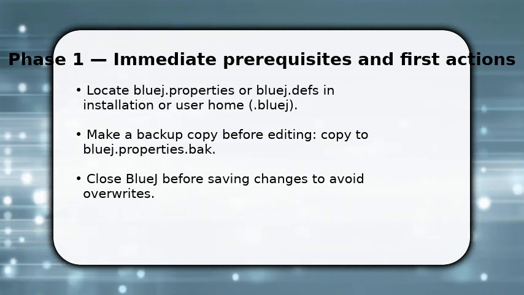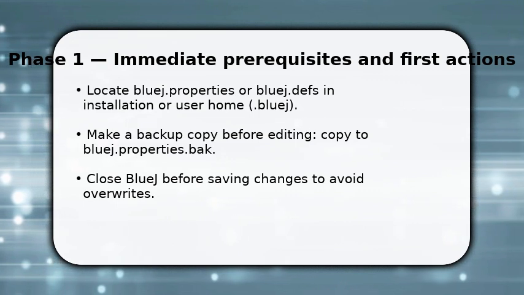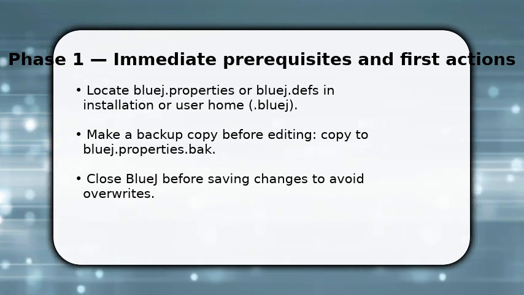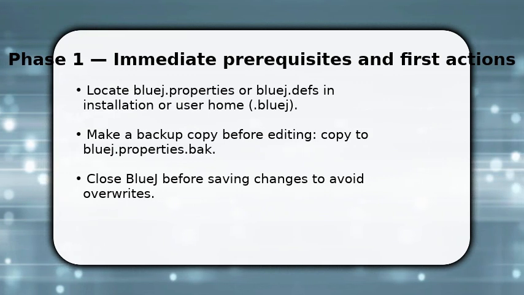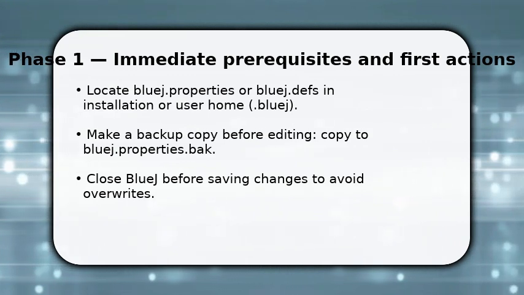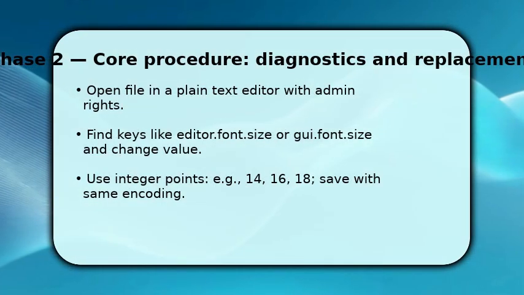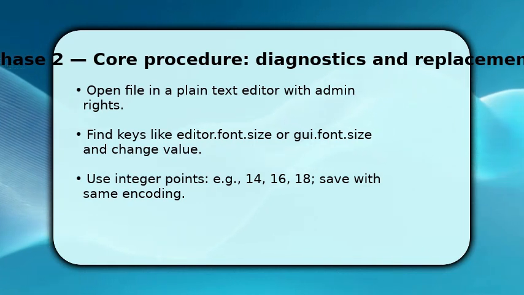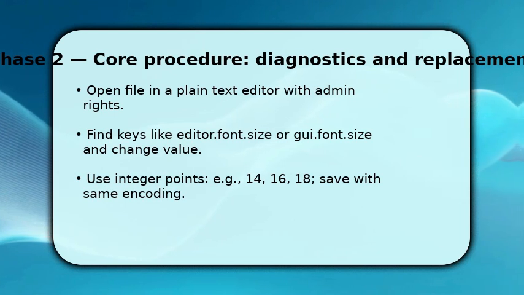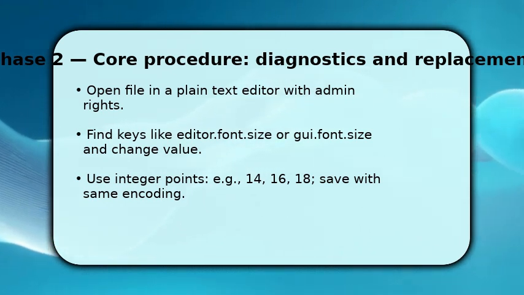This step gives you the single, effective control point for font settings, so pause here and confirm file permissions before you edit. Now edit that file, open it in a plain text editor with the permissions needed to save. Search for keys such as editor font size, GUI font size, or text area font size. BlueJ variants exist, so check similar names.